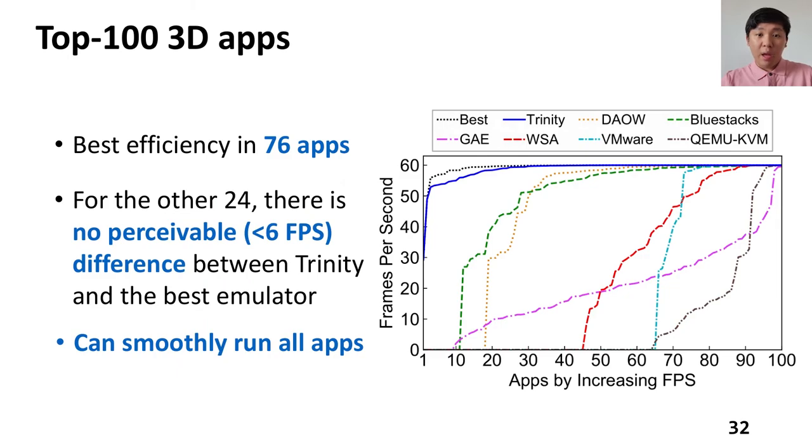For top 100 3D apps, Trinity shows best efficiency in 76 apps, while showing no perceivable difference for the other 24 apps that Trinity doesn't show the best efficiency compared to the other emulators. In fact, for the 100 test apps, Trinity can smoothly run all of them.